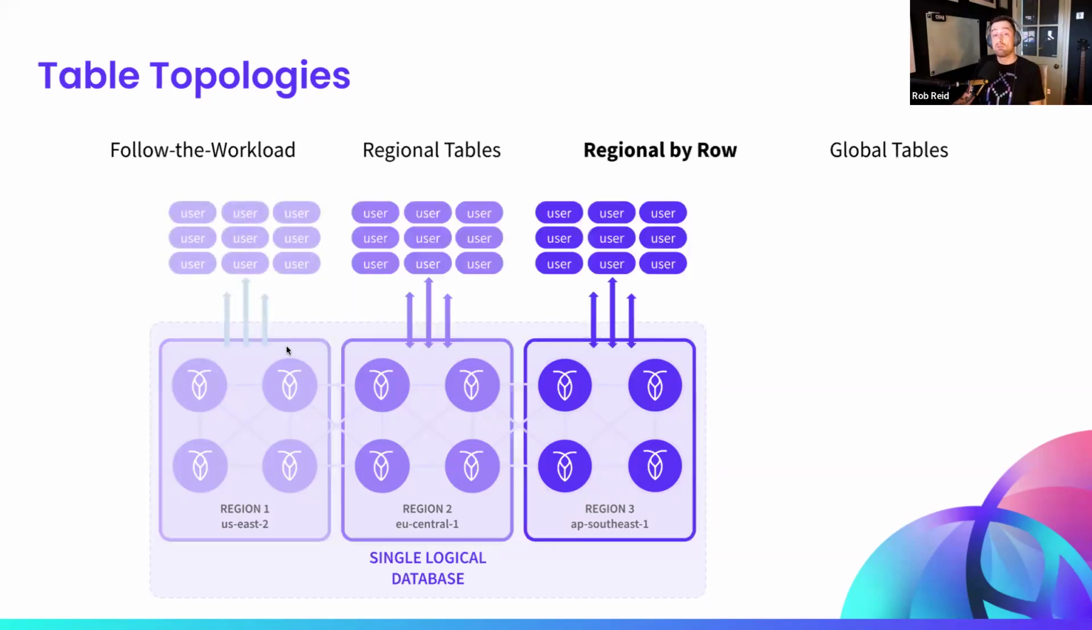Then we have regional by row. That's where you can achieve low read and write latencies for everyone who's accessing the entire database globally to their local region. So users in US East 2 will get low read and write latencies to their closest region. So will users in Frankfurt, and so will users in Singapore. Then we have global tables. This is the same data that's replicated globally. This is good for reference data or data that is read frequently, but written to less frequently.